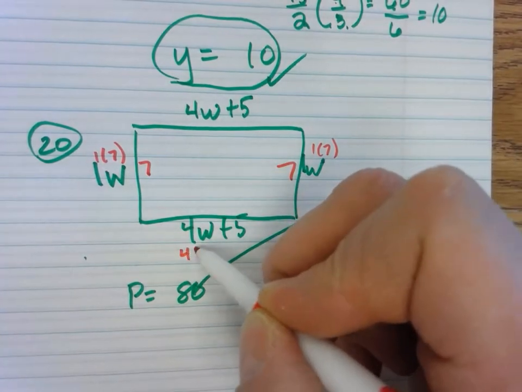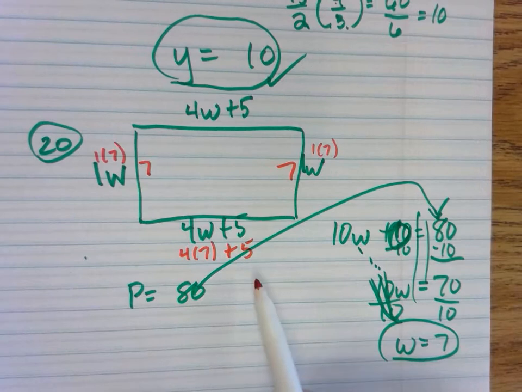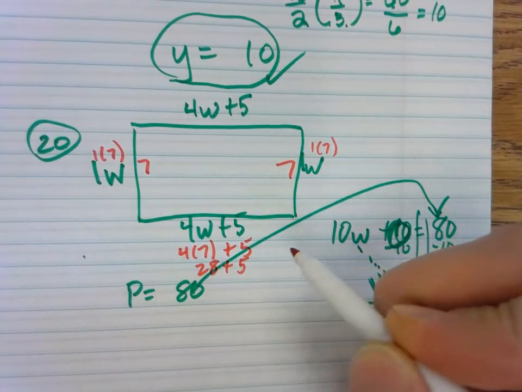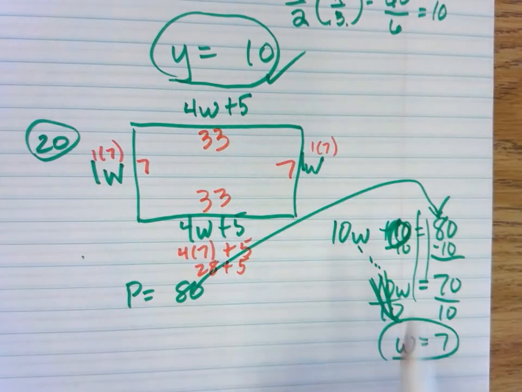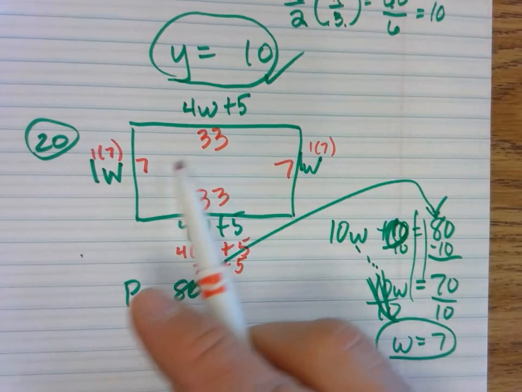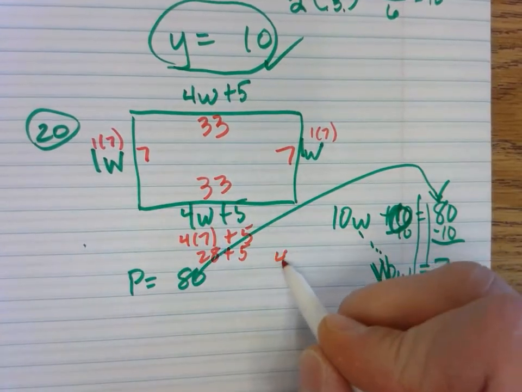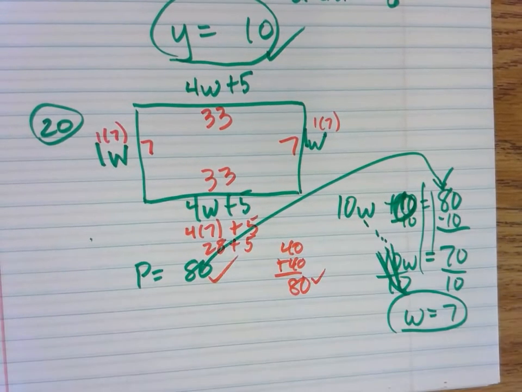So 4 times 7 plus 5. How much is 4 times 7? That's 28. 28 plus 5 is 33. So that means that one up there is 33. If you add those up, 33 plus 7 is 40. 33 plus 7 is 40. And of course 40 plus 40 is 80. Ding, ding, ding, ding.